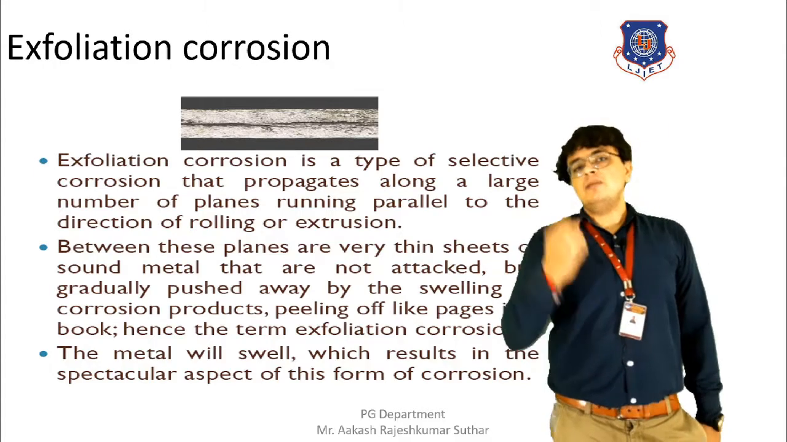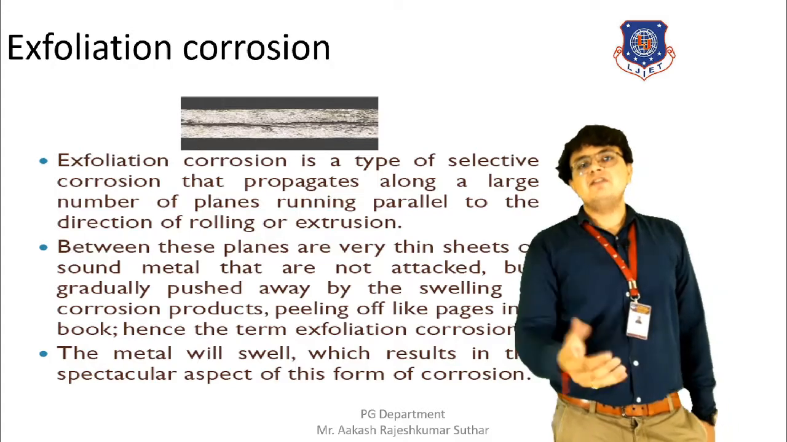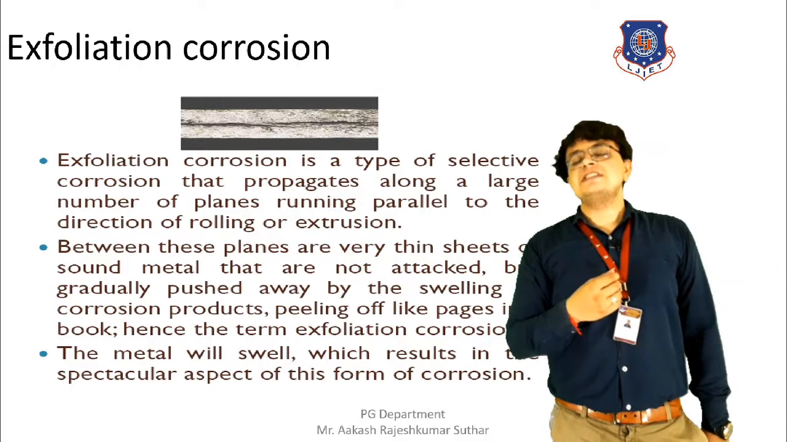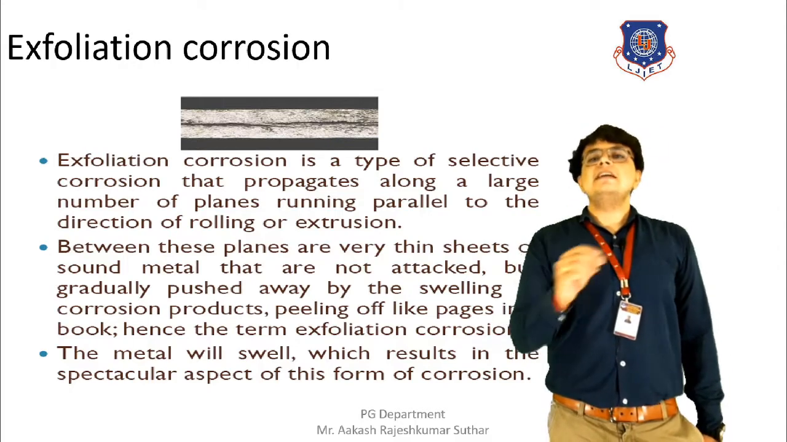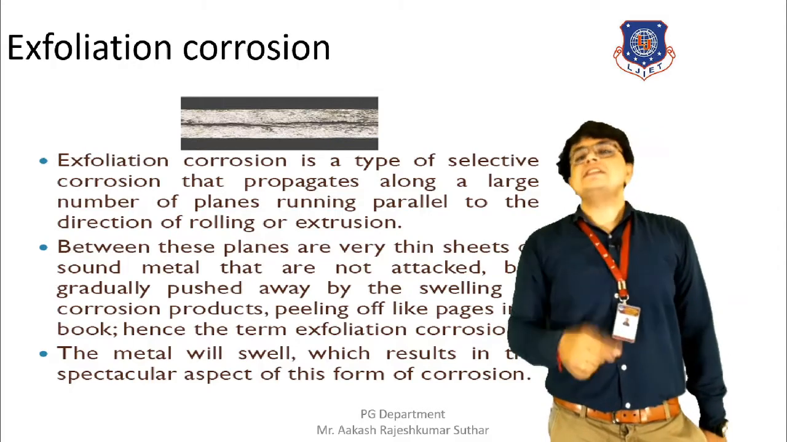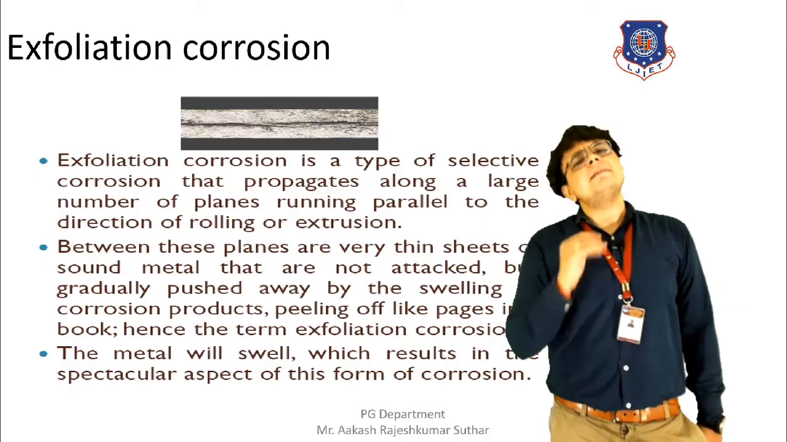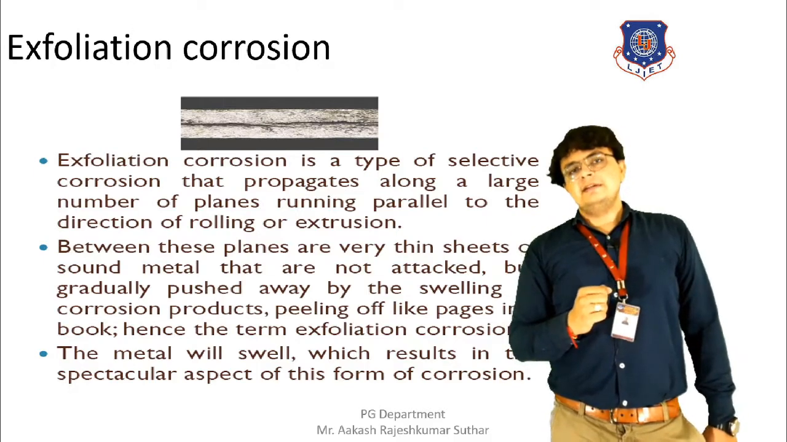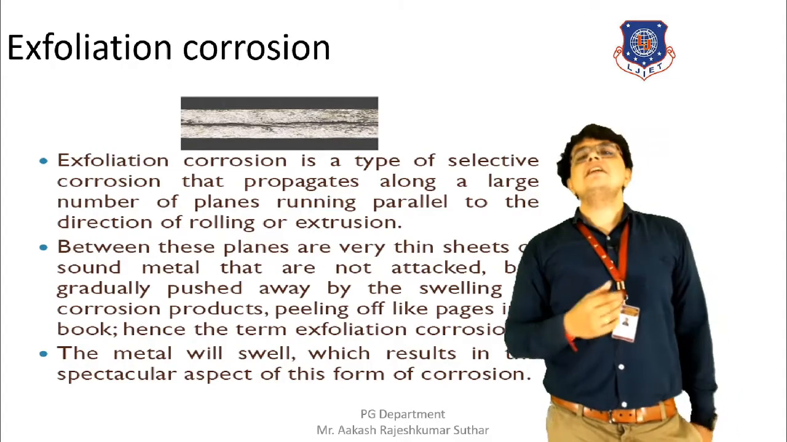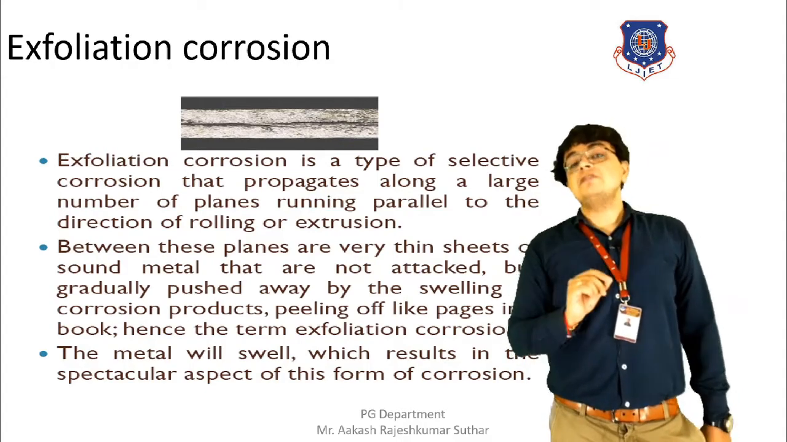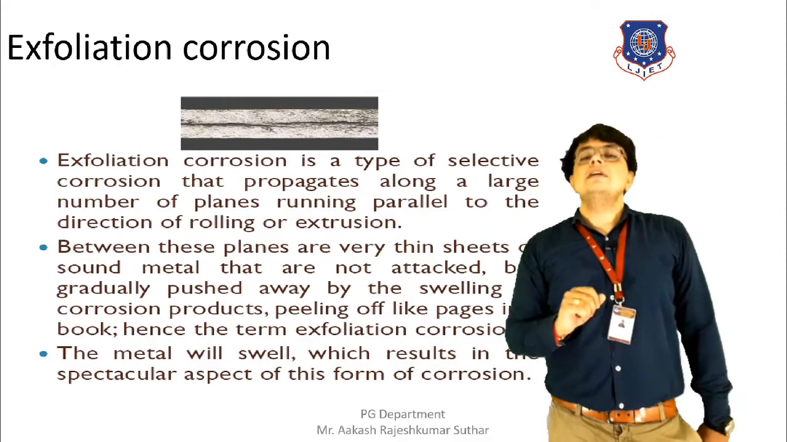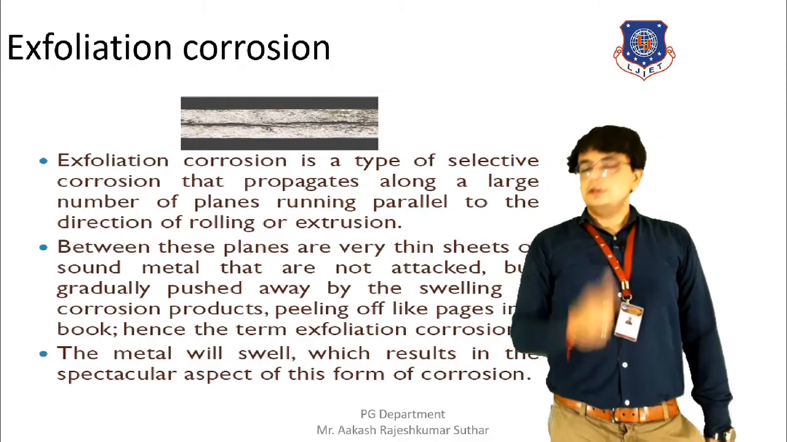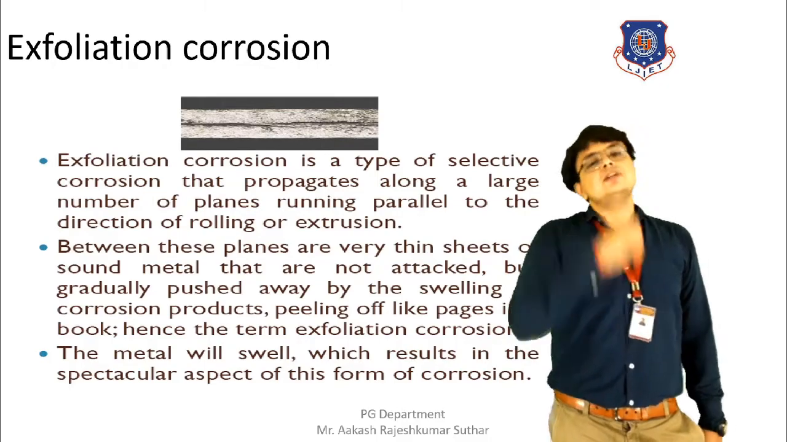Damage will be in the form of peeling off, either in the form of removal of the plane from the surface, pushing it off the surface, or we can say the disruption of the surface takes place. Physical damage is much more than the chemical damage. As a result, material will be lost, irregularity of the material will be found, and as a result, corrosion will take place. This was the exfoliation corrosion.